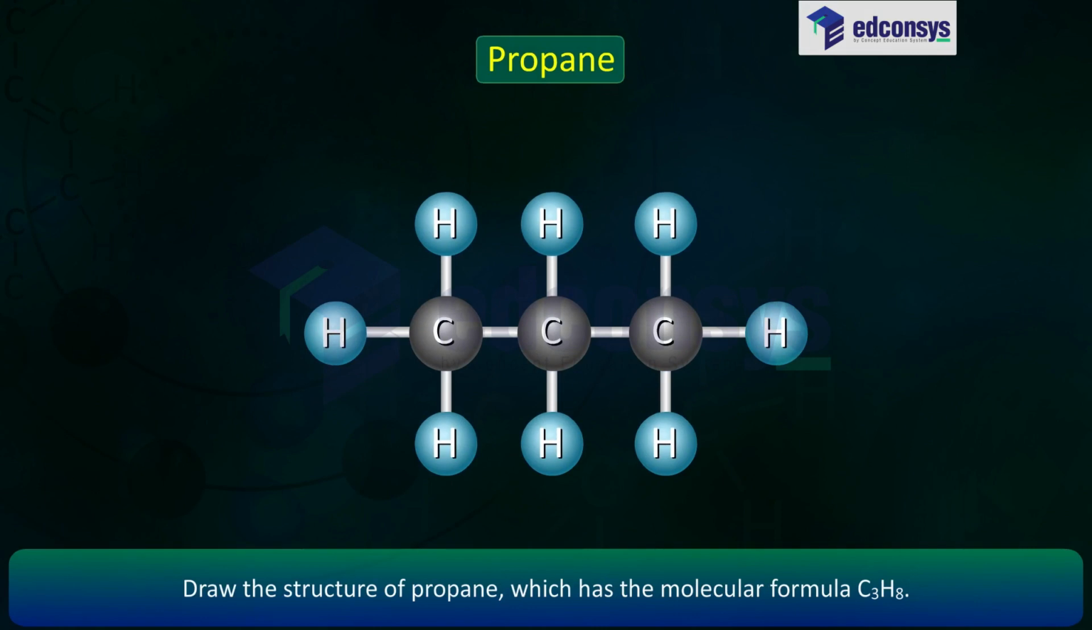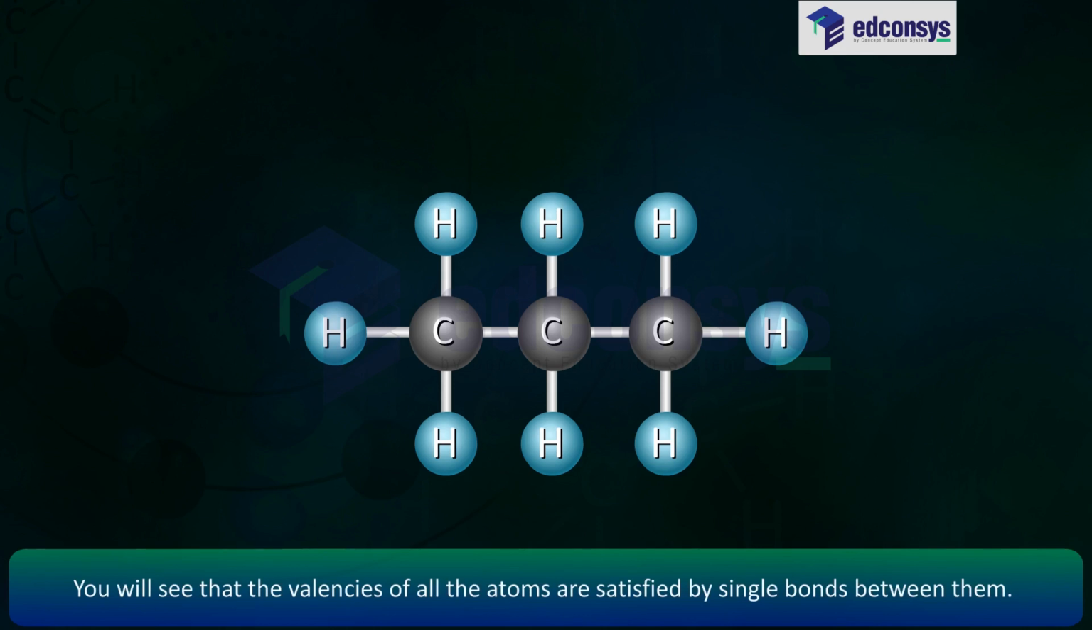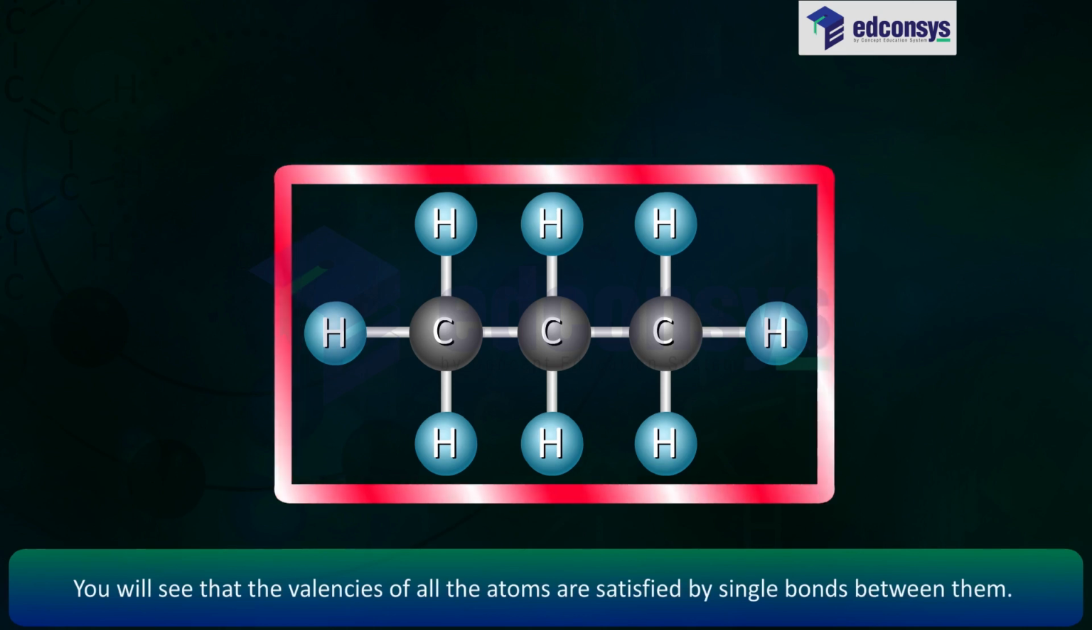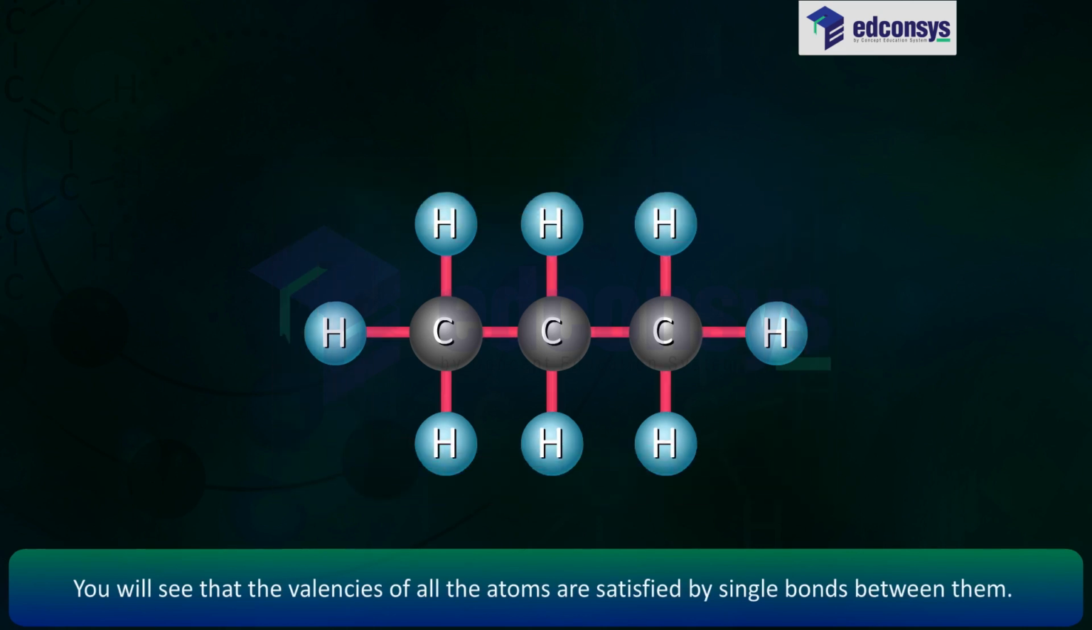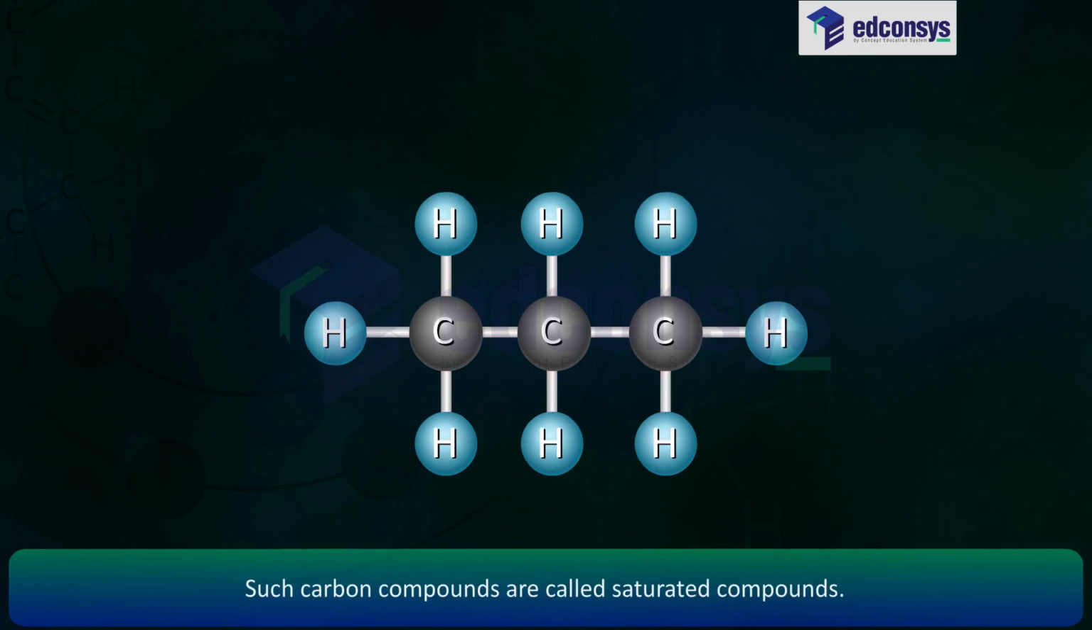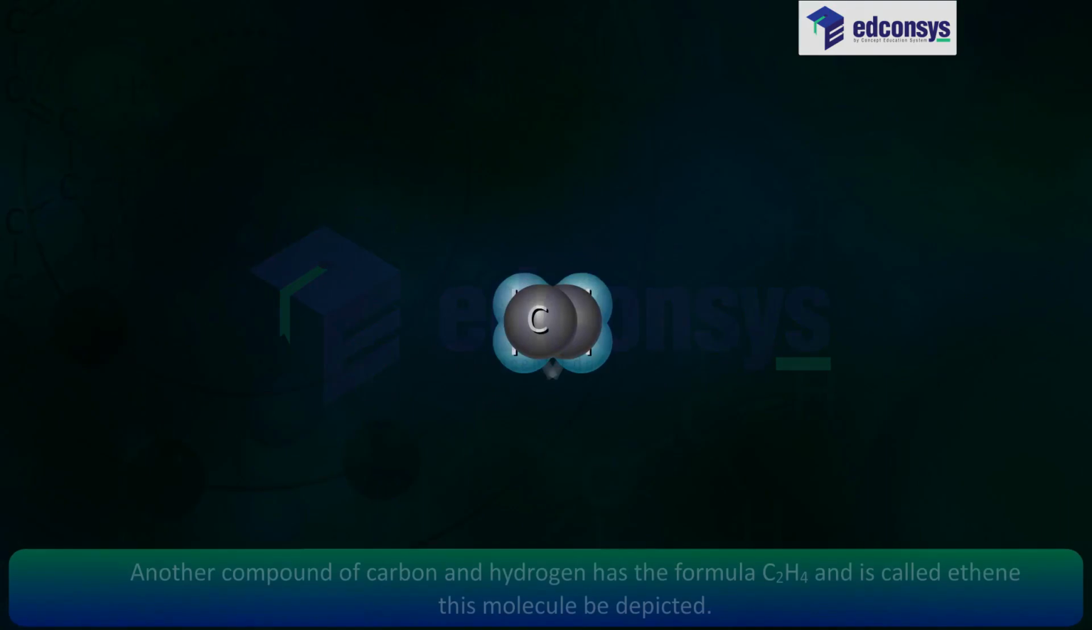Draw the structure of propane, which has the molecular formula C3H8. You will see that the valencies of all the atoms are satisfied by single bonds between them. Such carbon compounds are called saturated compounds. These compounds are normally not very reactive.